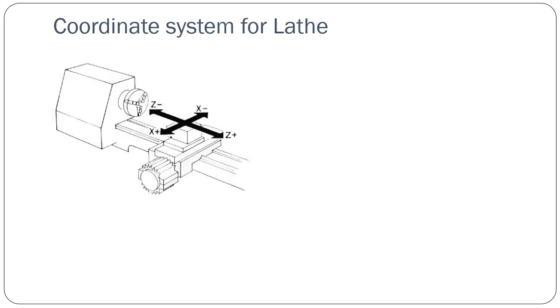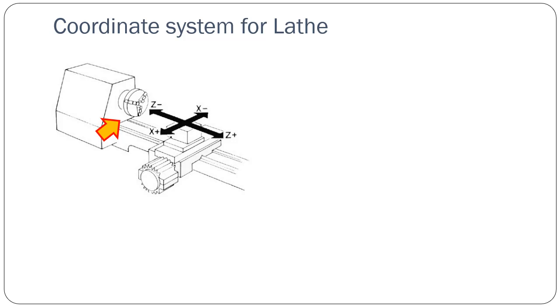Coordinate system for lathe. For turning machines, there are only 2 axes. So these machines are also called 2-axis machines. The first axis is the Z-axis. The Z-axis is always the axis which has rotation. Here the chuck in the lathe will have rotation. So the Z-axis is as indicated in the figure.